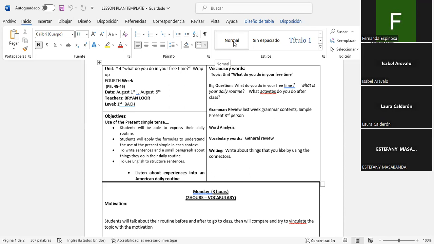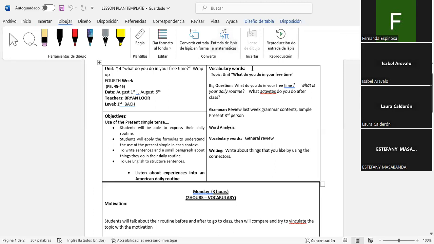The week questions are: What do you do in your free time? What is your daily routine? What activities do you do after class? The grammar is about all the things about the third person of the simple present. The word analysis is about vocabulary words. It's about general review. Each unit is based in parts: grammar, listening and reading, and then grammar.